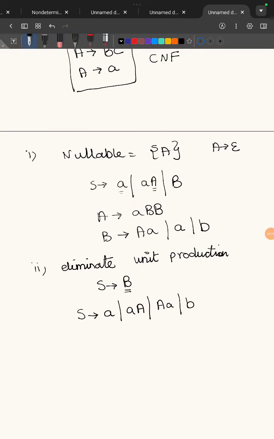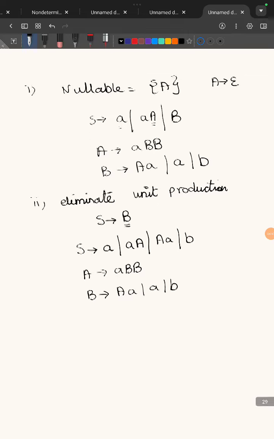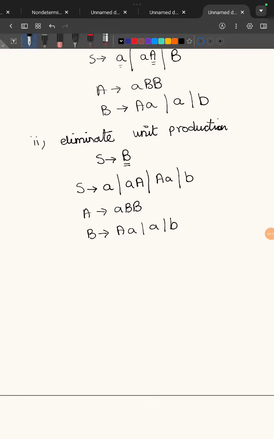Now your A variable does not have any unit production, so it will remain the same. Similarly, your B also doesn't have any unit production, so whatever the rule is, it remains the same. So this is how your context-free grammar looks after removing the unit production. Now what is rule number 3? We have to eliminate useless production.